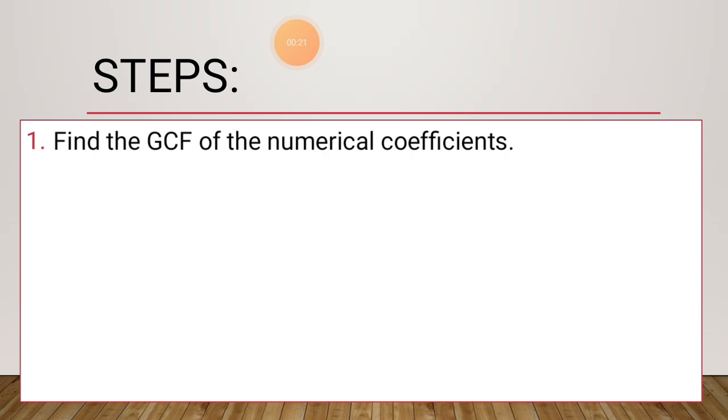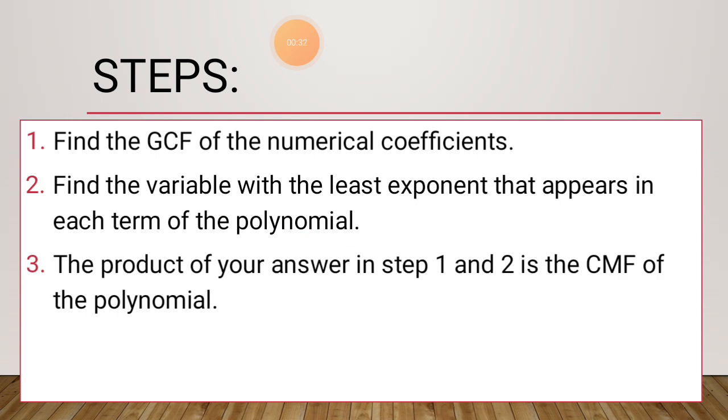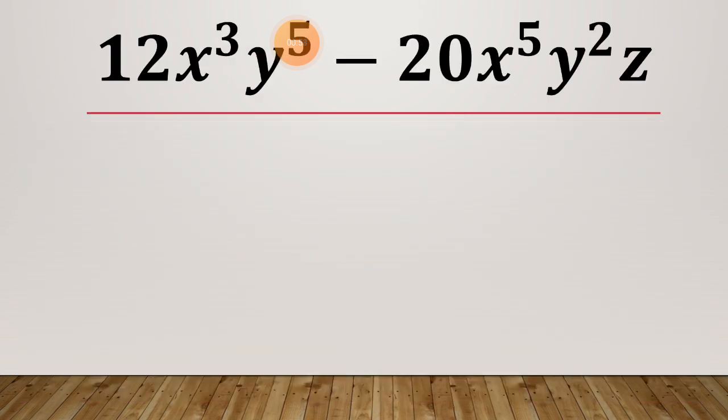Number 1, find the GCF of the numerical coefficients. Number 2, find the variable with the least exponent that appears in each term of the polynomial. Number 3, the product of your answer in step 1 and 2 is the CMF or the common monomial factor of the polynomial. Then, the last step is to divide the polynomial by its CMF, and the quotient is the other factor. So, let's have an example.